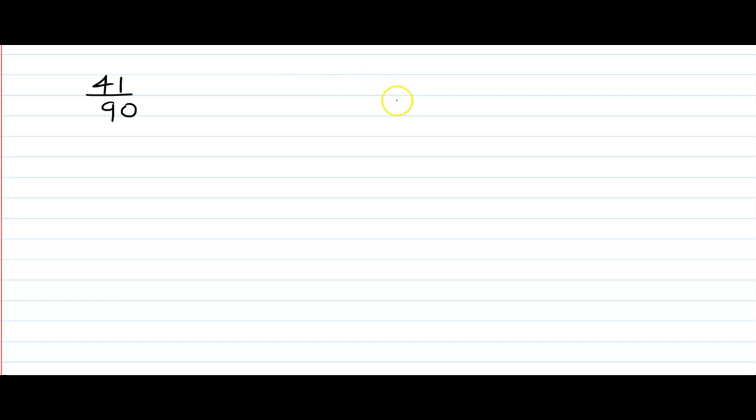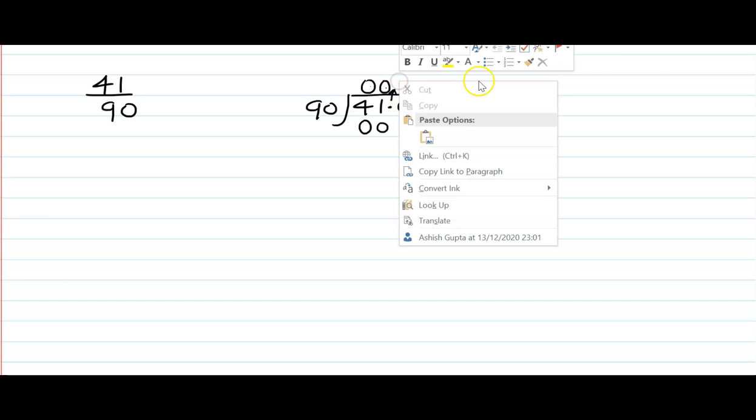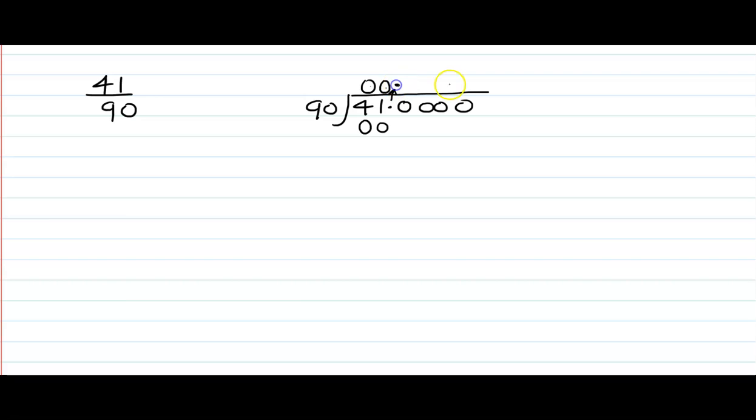So 41, you can write down here 41 and put 0.0000. You can put 4 zeros, 5 zeros, as many zeros as you want here. And we are dividing by 90. If you take the first number, 0 times 90 is 0. It's not working. Let's take 41 together. 0 times 90 is again 0, so it's not working. And the decimal should be above the decimal point.